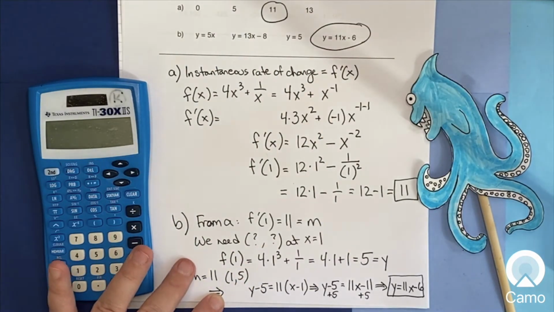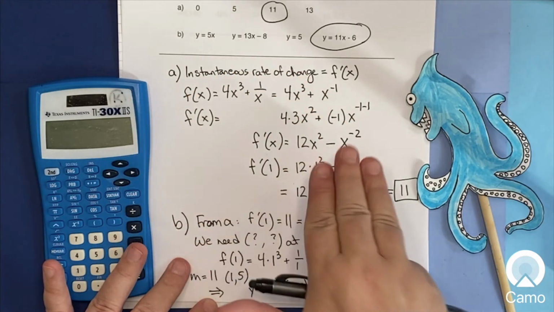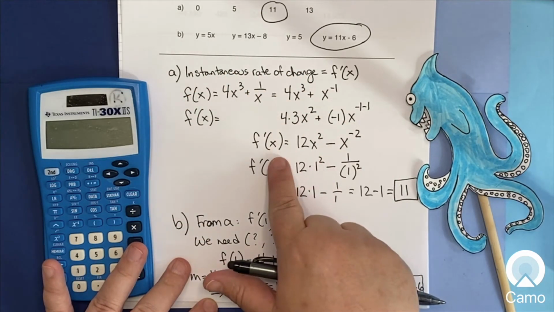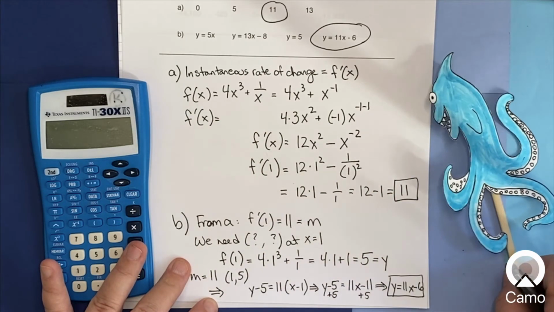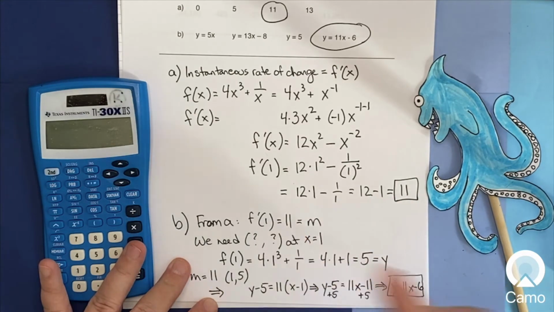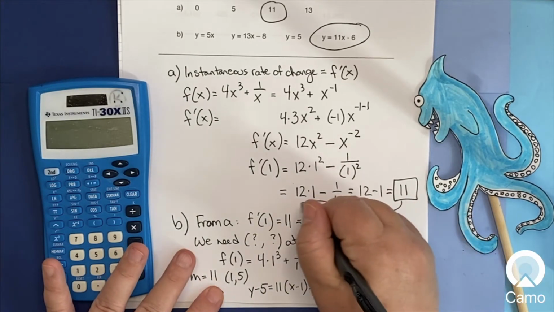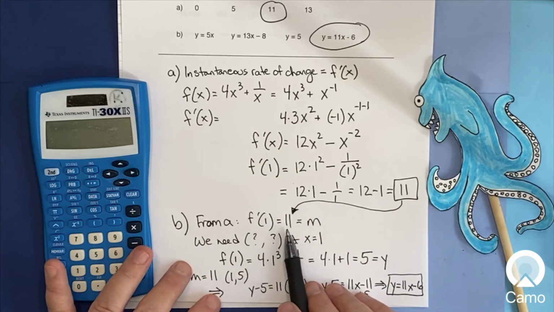Woohoo, very exciting. So remember again, let me go over it: the instantaneous rate of change is the derivative. Then we plug in 1, and that gives us the instantaneous rate of change of the function. So this is how the function is changing at x equals 1. From that value, we got that the slope was 11.